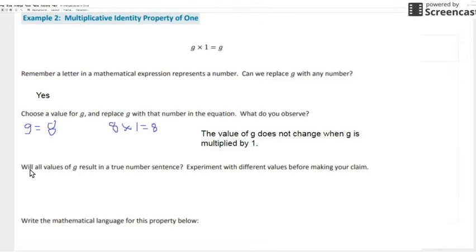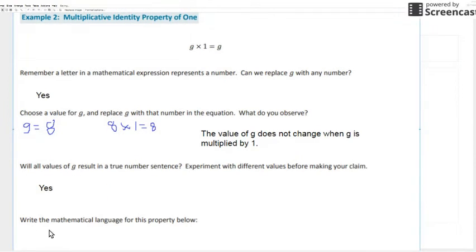It says, will all values of G result in a true statement? Once again, experiment with different values. Like we said before, we could try different values. If we did it with 7, with 4, with 2, for G, once again, we could try any number. If you want to, go ahead and take a moment and try some different numbers, see if it makes sense. Even use a calculator. But of course, you'll see that the answer is yes.